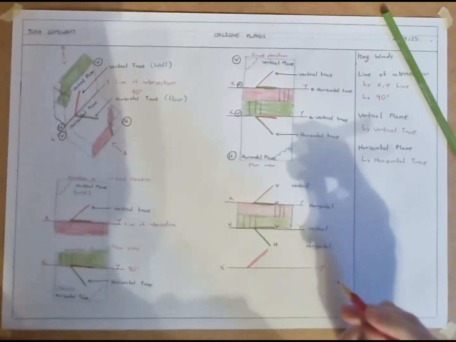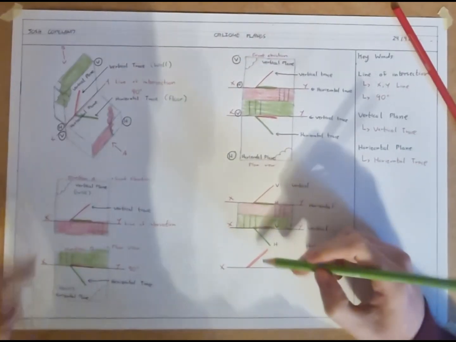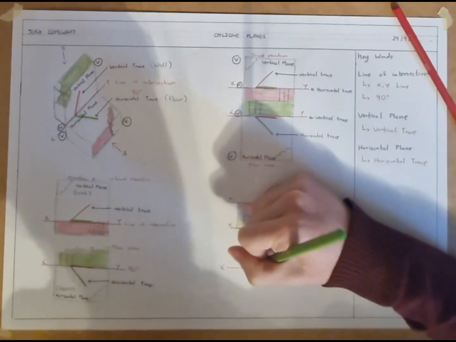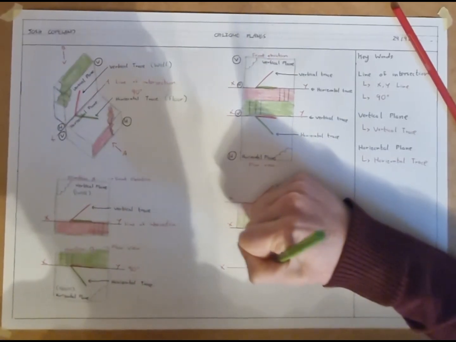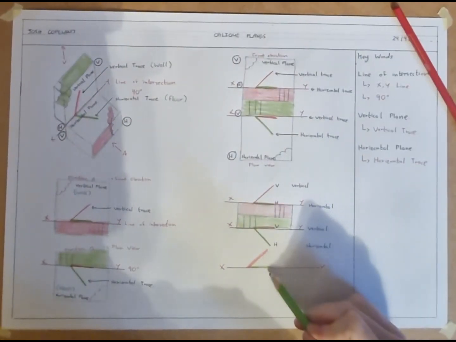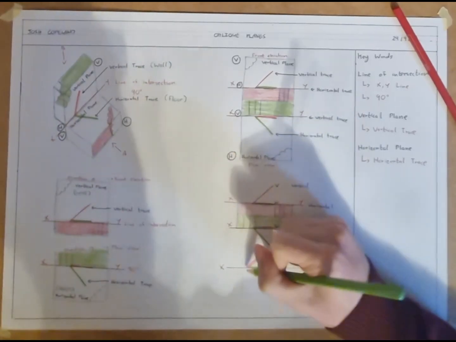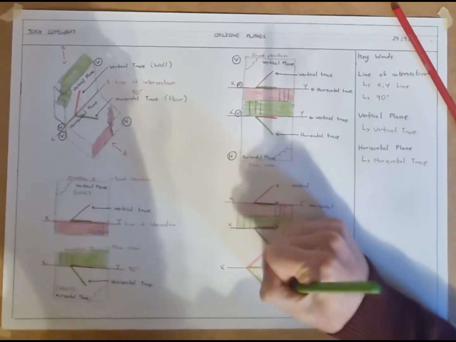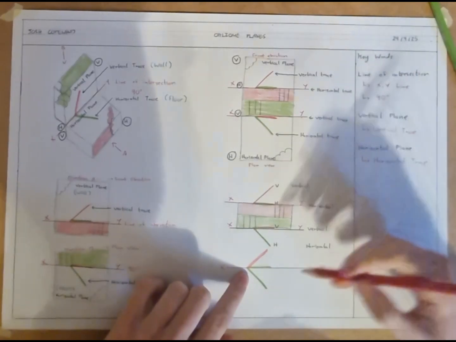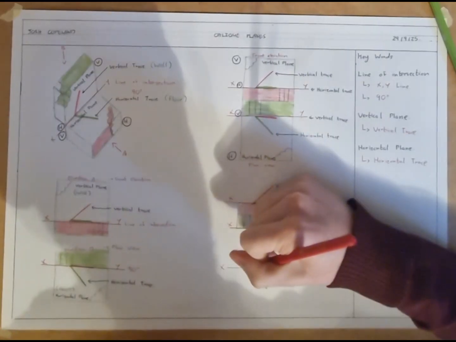And we know that our horizontal trace, in the direction of our A, lands on the XY line, just like so. When you're in the plan view, looking in the direction of arrow B, your horizontal trace is going to go on your horizontal plane, and the vertical trace is seen as an edge view and therefore lands on the XY line.